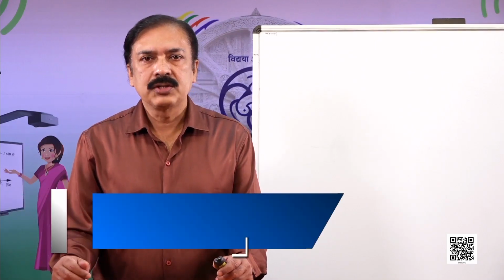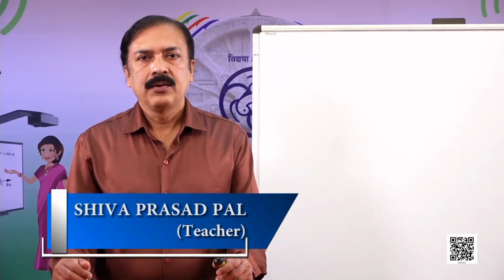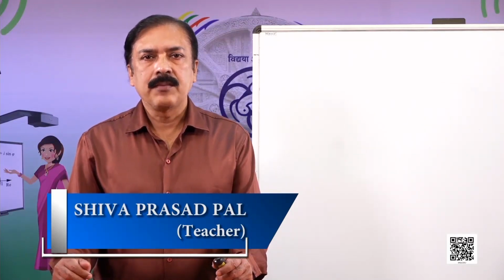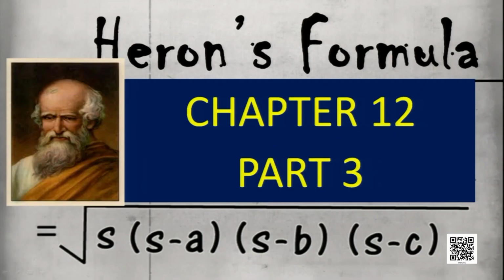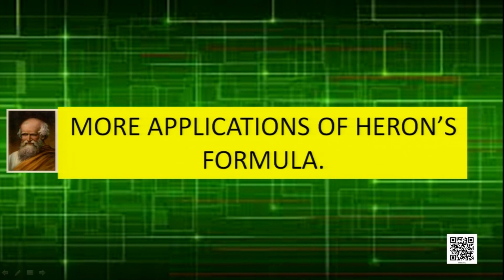Welcome dear students to this program. Today we are going to discuss from class 9 mathematics book chapter 12 Heron's formula. This is part 3. Here we will discuss some more problems on Heron's formula.